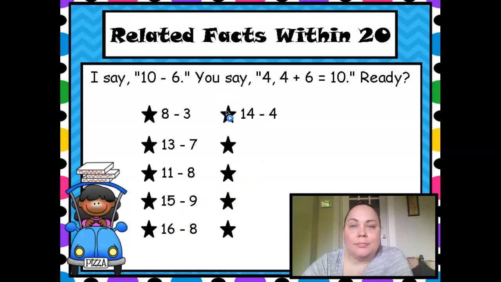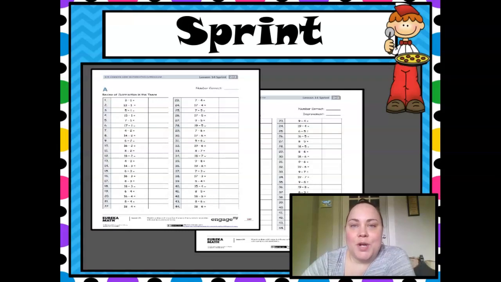14 minus 4. 10. 10 plus 4 equals 14. 12 minus 5. 7. 7 plus 5 equals 12. 17 minus 5. 12. 12 plus 5 equals 17. 18 minus 9. 9. 9 plus 9 equals 18. 19 minus 4. 15. 15 plus 4 equals 19. Very good. There's also a sprint for today's lesson in case you want to continue working on your fluency.